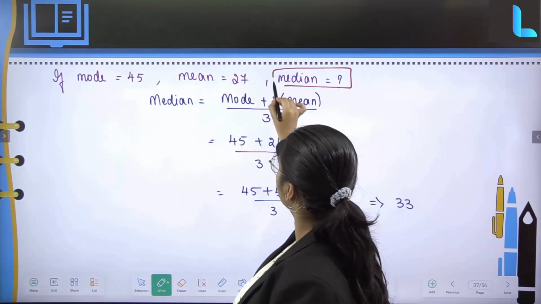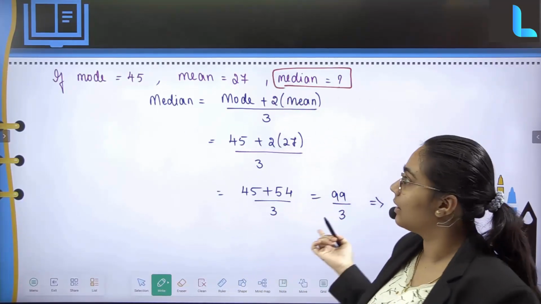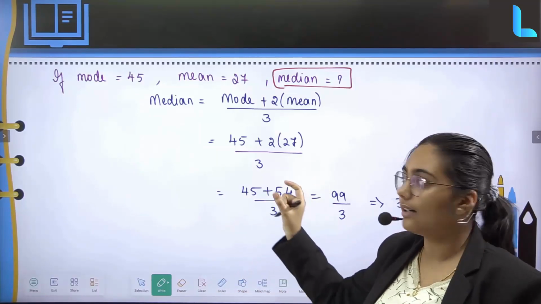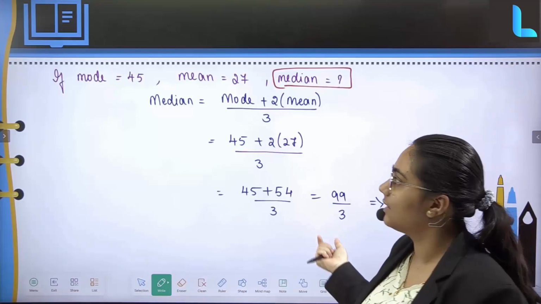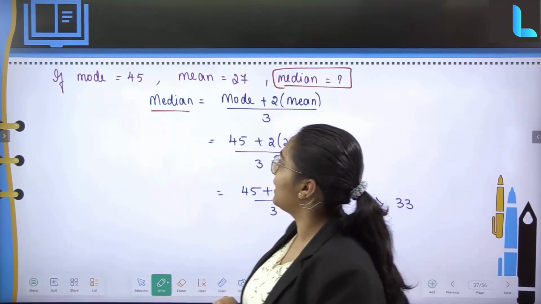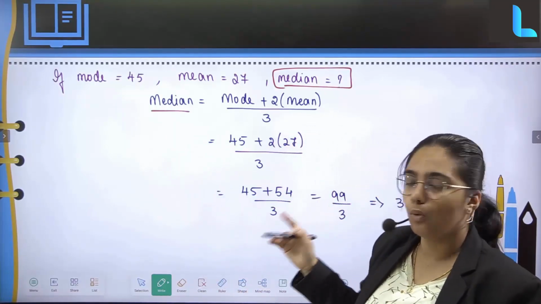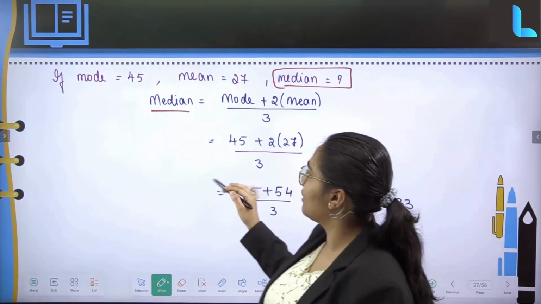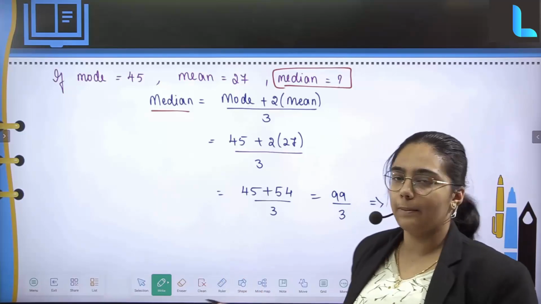You have to find out what is going to be your median. As we saw in the beginning of this session, there is a relationship among all these three things. According to that, if you apply the median formula, it is nothing but (mode plus 2 times mean) divided by 3. So, substituting the values. Once you know the formula, it's all about substitution.